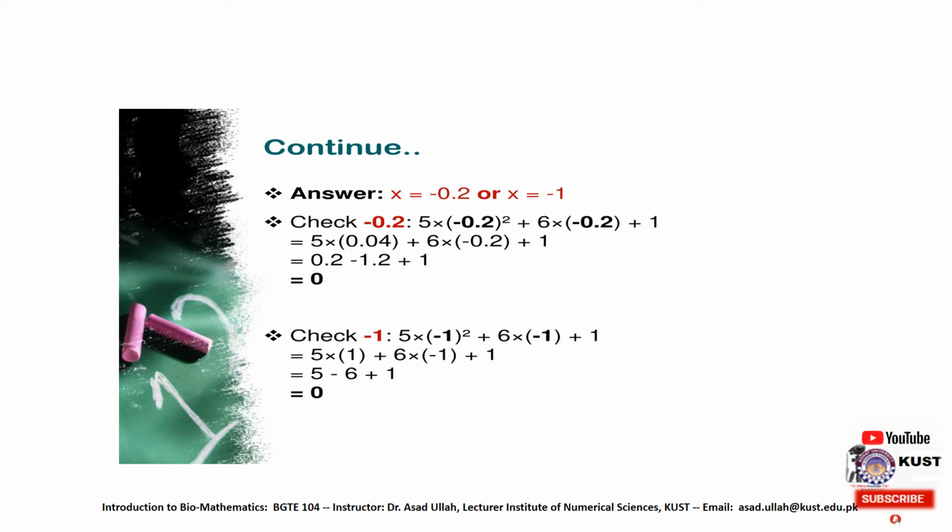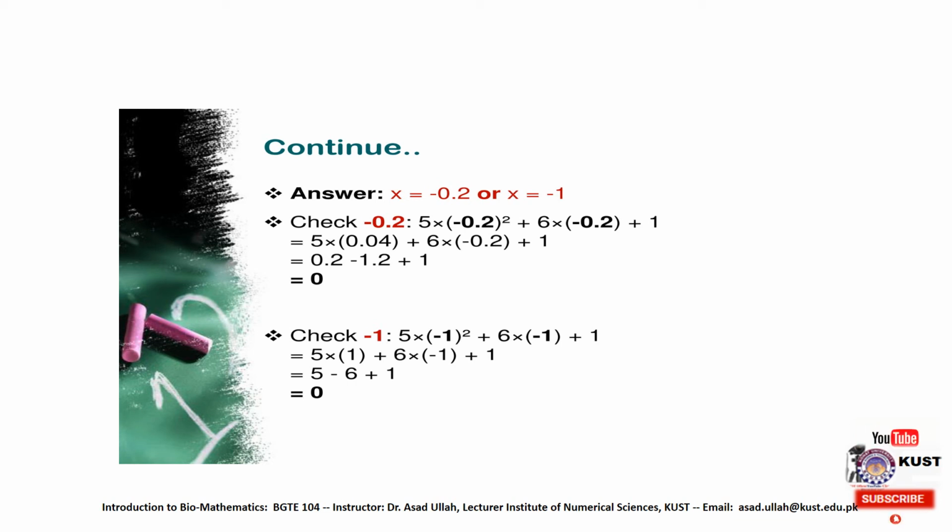The roots of the quadratic equation always satisfy the original equation. So to check whether x is equal to minus 0.2 satisfies the equation, we have to use x is equal to minus 0.2 in the original equation. We see that after putting the value x is equal to minus 0.2 in the original equation, we get both sides equal to 0.